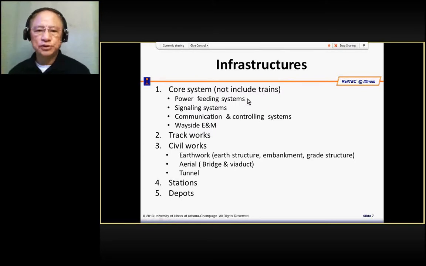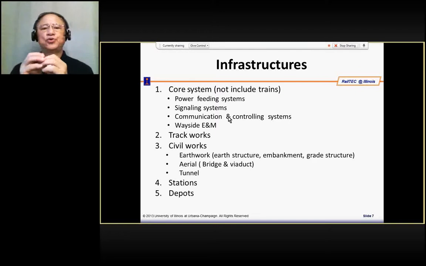First one, of course, is the power feeding system. How do you feed the power into a train? That is the power feeding system. Then second is the signaling system, with which you control the operation of the train. And then the third part will be the communication and controlling system: how you can control this train, and how you communicate with the driver, the passengers and the train attendant.